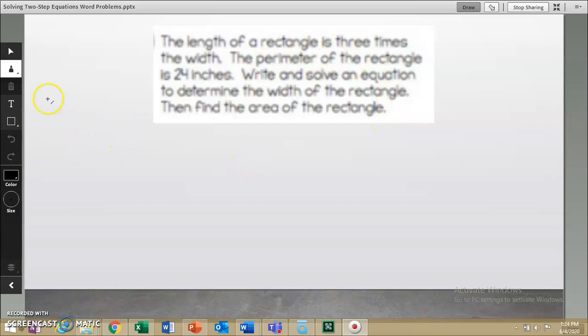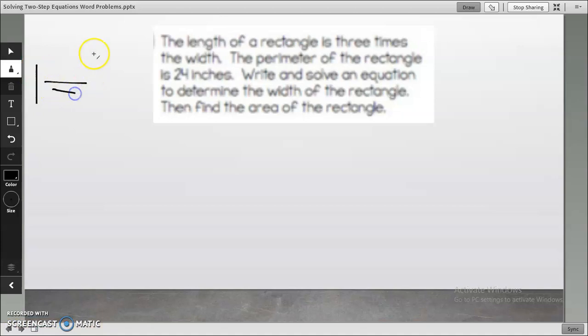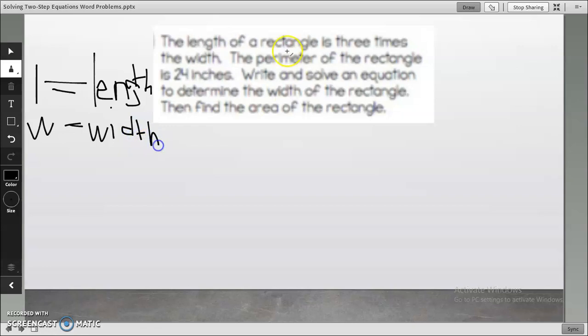So let me define my variables first. I'm going to switch it up on you guys. No more X. L is my length. And W, you guessed it, is my width. All right, and I'm just going to read it. It says the length of a rectangle is 3 times the width. So my length is equal to 3 times my width. It's a rectangle, so we know some things already about a rectangle, right? It says the perimeter of the rectangle is 24.